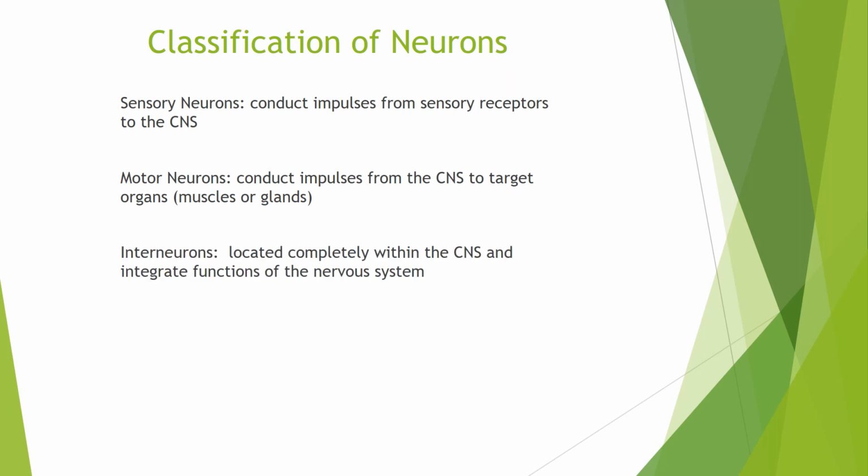And then lastly, we have interneurons, which are found within the central nervous system only. And what they do is they integrate functions of the nervous system, and so they act as like an intermediate mediator as to what type of information will be transmitted into the central nervous system or into the peripheral nervous system.